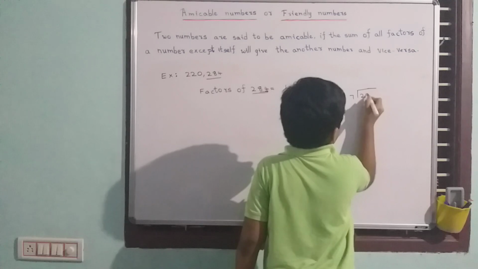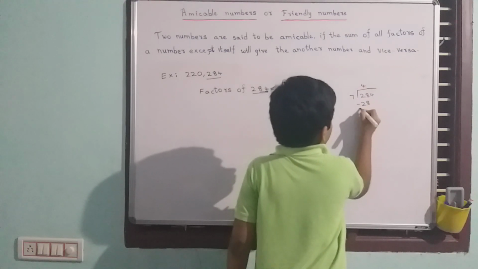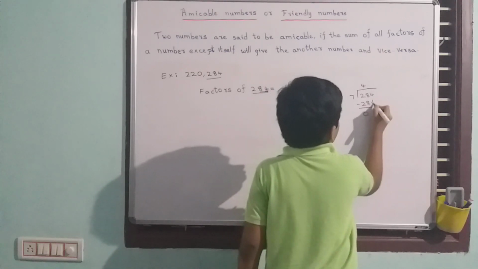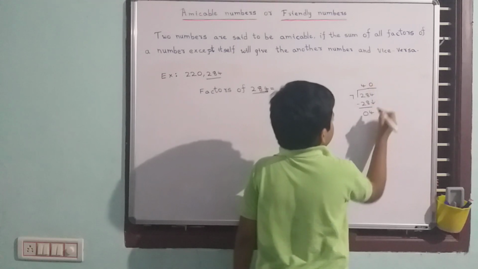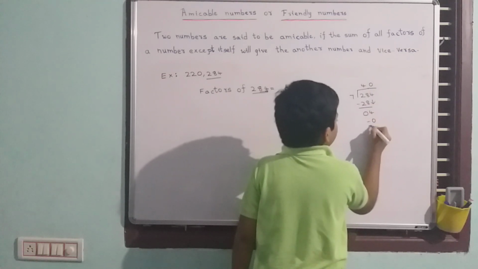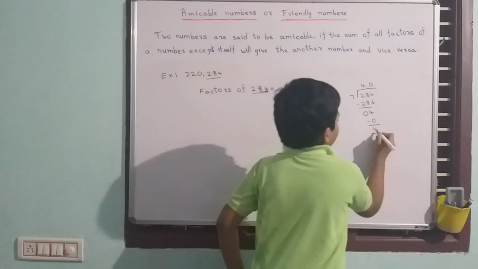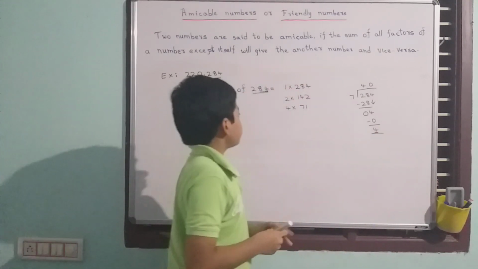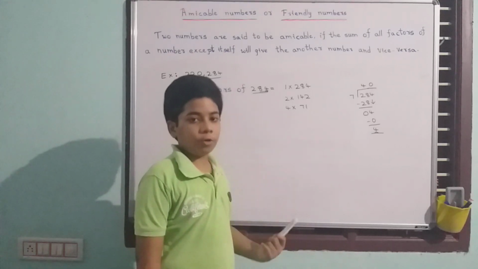284. 7 4s are 28. 28 minus 28 is 0. Bring down 4. 7 is not divisible by 4. So 7 zeros are 0. 4 minus 0 is 4. The remainder is 4. So 7 is not a factor of 284.